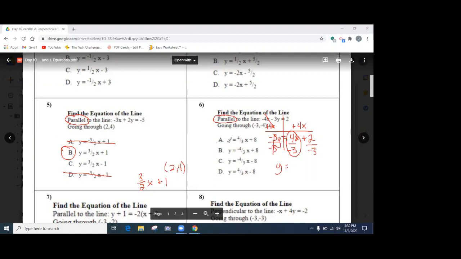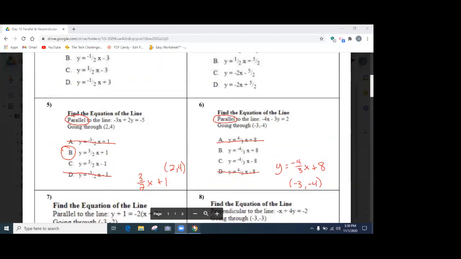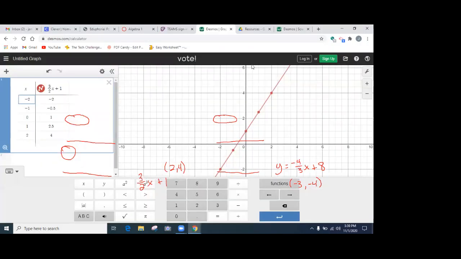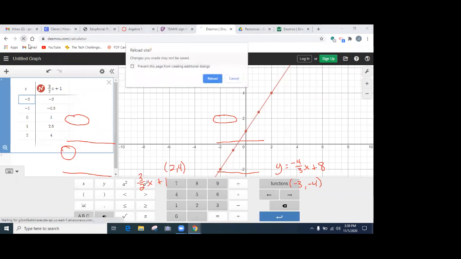So A does not say -4 over 3. B and C do. D does not. So now we are going to go type these in and check this point right here. So we're going to type in -4 over 3x, and I'm going to start with plus 8. If that doesn't work, I know I'm changing it to a -8. And I'm looking for the point -3, -4. All right, I'm going to clean this up a little bit so I don't type in the wrong thing. All right, so let's look at our calculator. We're going to refresh this right here.